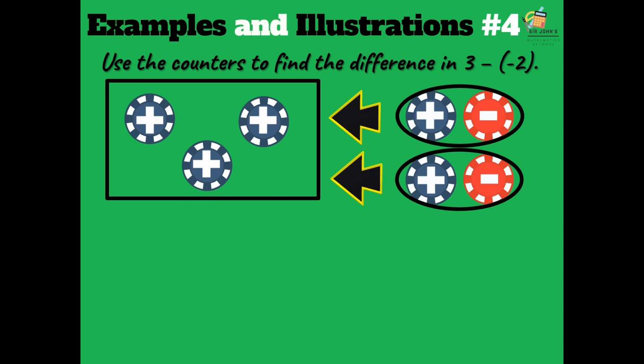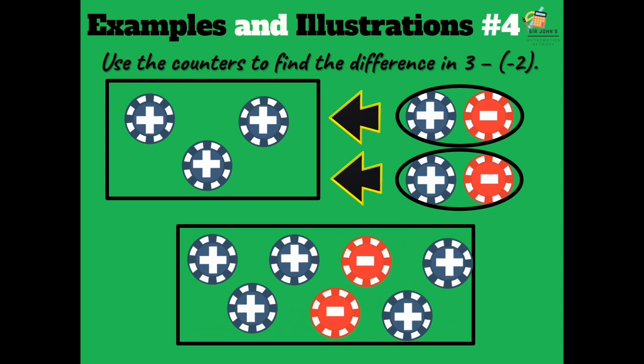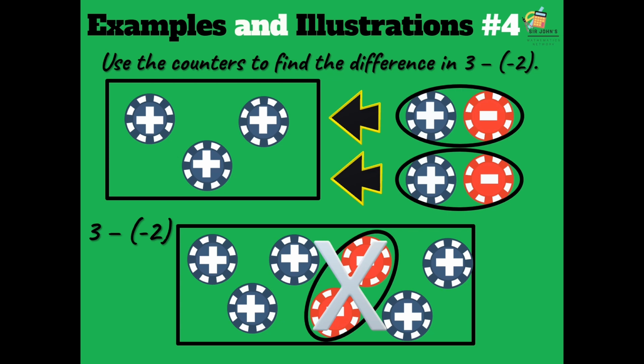Then, always remember that adding 0 pairs does not change the value of the set. So, dahil dyan, ito na yung magiging bagong set natin. Step number 2, remove 2 negative counters. Since 5 positive counters remain, the difference is 5. Therefore, 3 minus negative 2 is equal to 5.